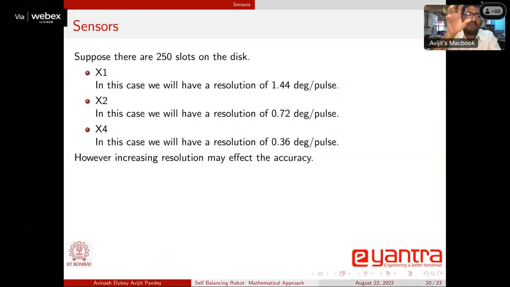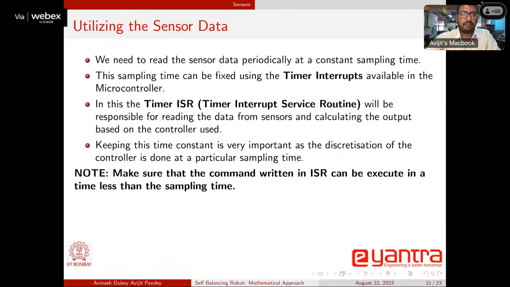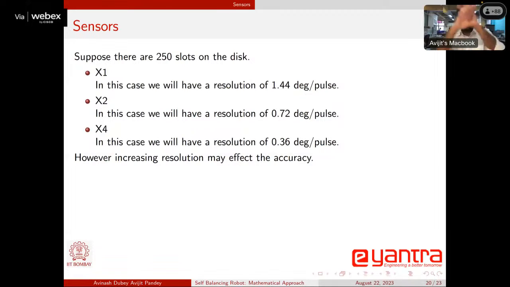So now what are we reading? We are reading theta W, theta of the wheel. Same thing we'll do just like the body angle sensor. We will do the same thing for theta W also. We will subtract the theta W current and theta W previous to get the theta W dot.